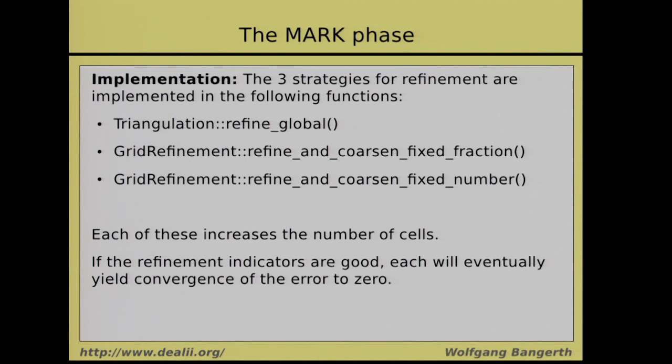So each of these three strategies, of course, increases the number of cells and decreases the mesh size, and if the refinement indicators are any good, then all three of these will yield convergence of the error to 0, although possibly at a different rate. So sometimes you need more cells to reach a certain level of error, sometimes you need less, depending on what strategy you choose. And typically with global refinement, we know it converges to 0, but it leads to the largest number of cells to reach a certain error.